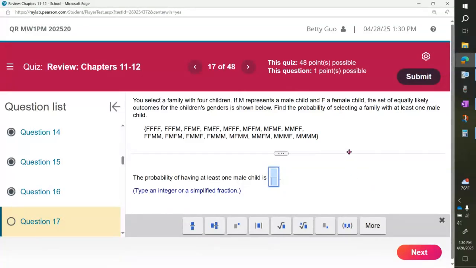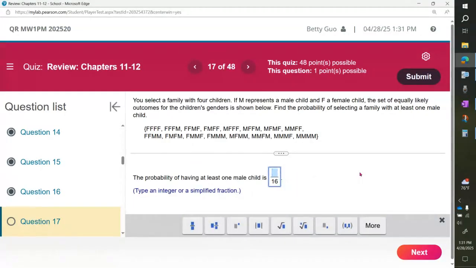4 children, right? So 2 times 2 times 2 times 2. There should be 16. You can count it as well. 1, 2, 3, 4, 5, 6, 7, 8, 9, 10, 11, 12, 13, 14, 15, 16. So the denominator is 16. On your scratch paper, you should have 16 as a denominator.